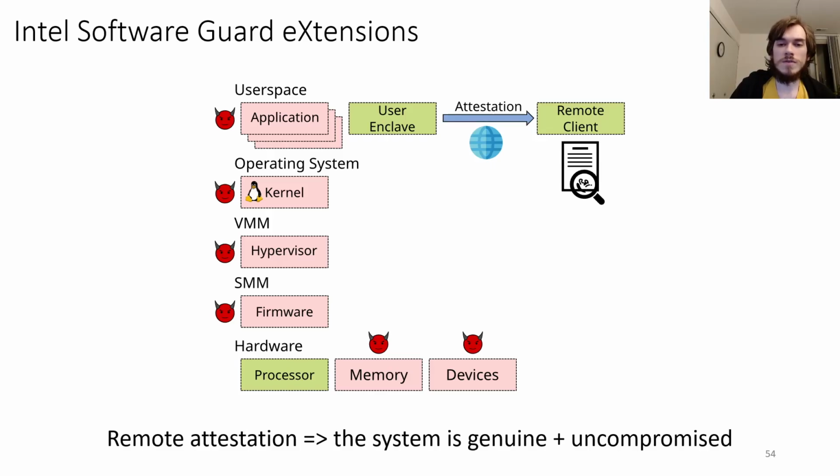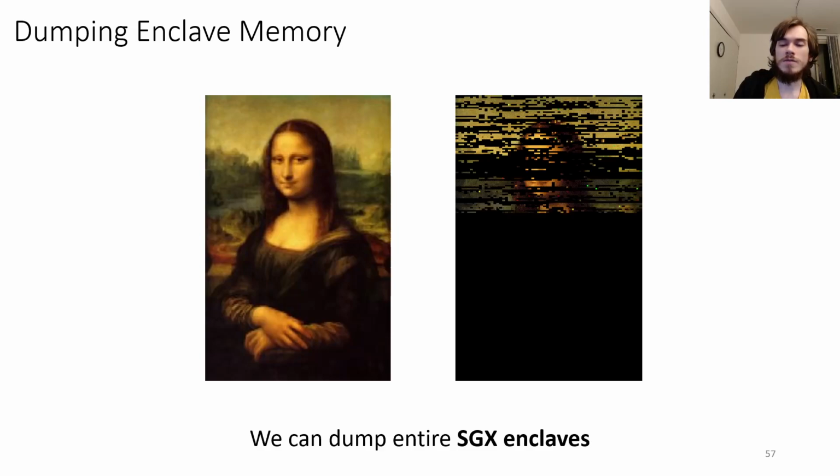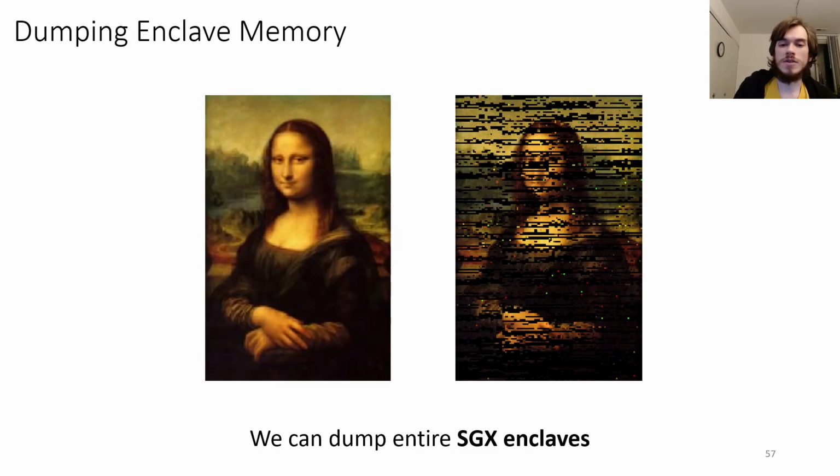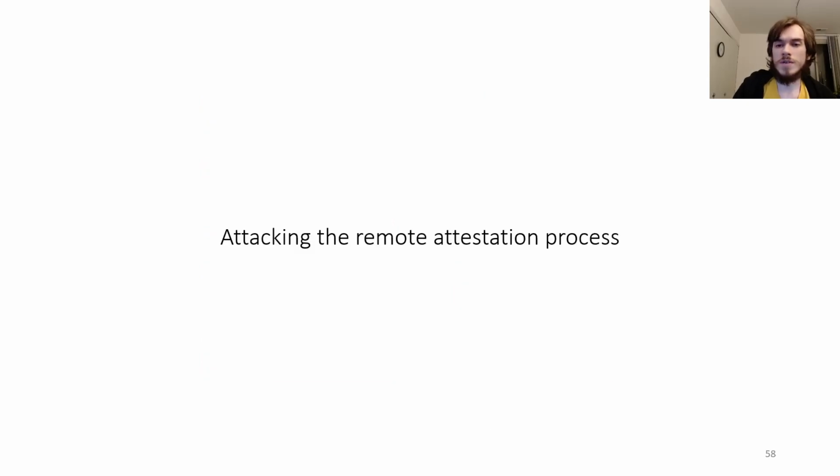And to guarantee that your enclave is actually running on a genuine system that's uncompromised and fully up to date, it also has a feature called remote attestation. If you pass remote attestation, you know for sure that you're running on genuine Intel hardware. One thing we decided to do is to look at if we can dump memory from SGX enclaves using CacheOut. To exemplify this, we put a picture of the Mona Lisa inside an SGX enclave, and then we simply use CacheOut to extract the Mona Lisa out of the enclave. As you can see here, we quite successfully did so, which means we can dump entire SGX enclaves.